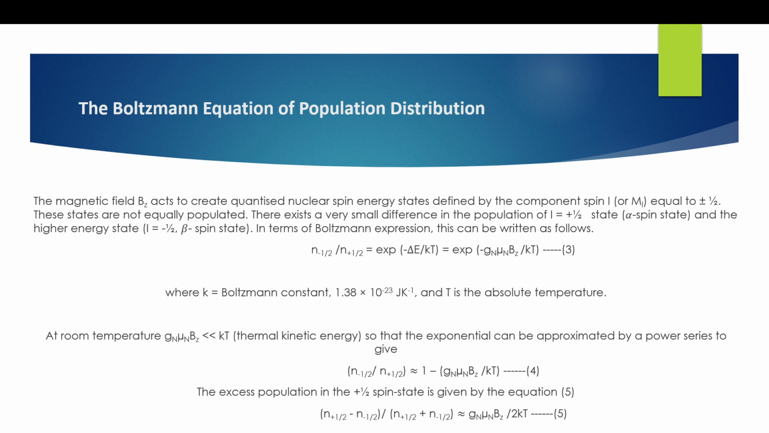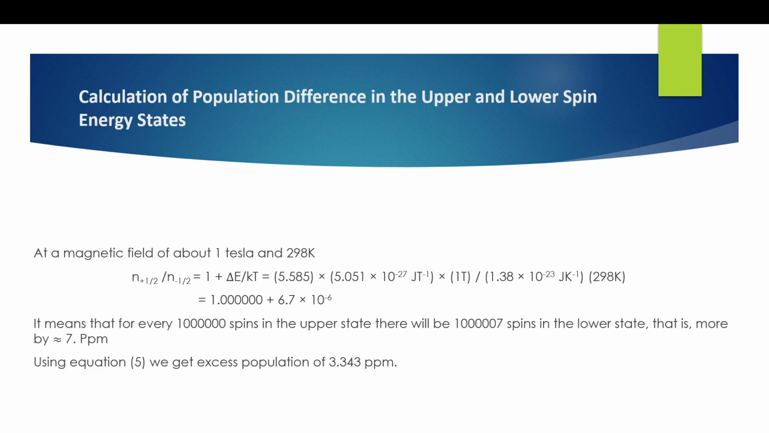An example, you will be surprised to note, if there are 10 to the power 6 nuclei in the upper spin state, then the lower spin state has 10 to the power 6 plus 7. Only difference of 7 nuclei. But the NMR technique is so powerful, so sensitive, that it can pick up the small difference and the spectrum can be recorded.